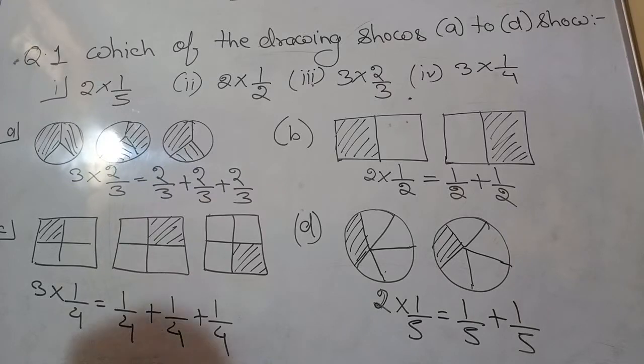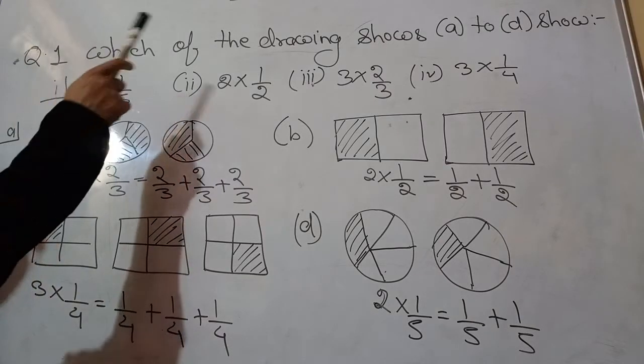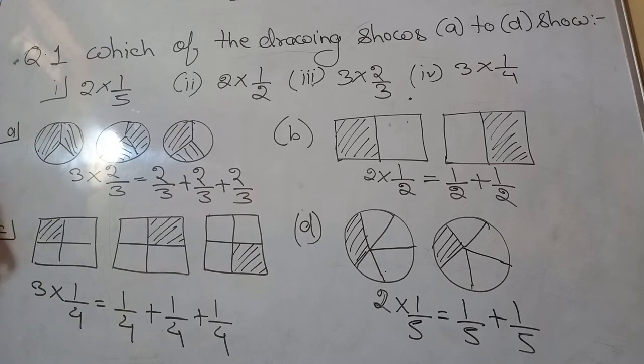Students, today we will solve exercise 1.2.2, question number 1. See what is given in the first question. Which of the drawings shows A to D? See, there are some fractions given and there are some drawings given, and we have to check which fraction is related to which drawing.